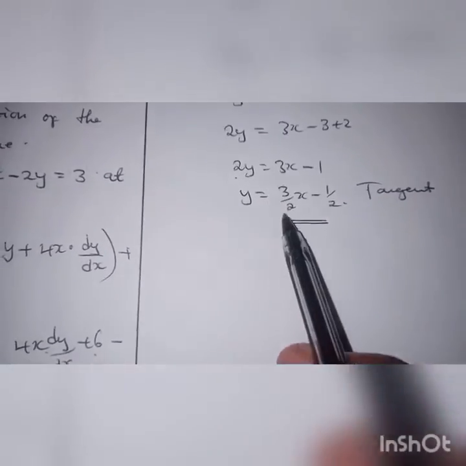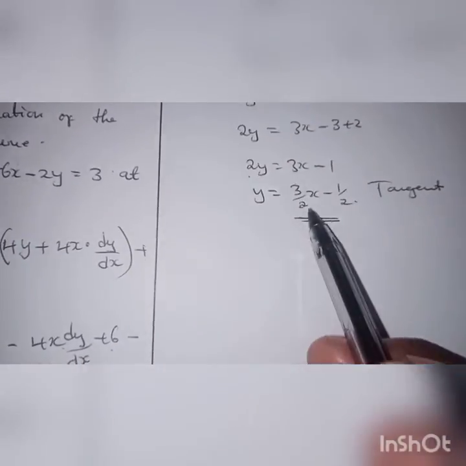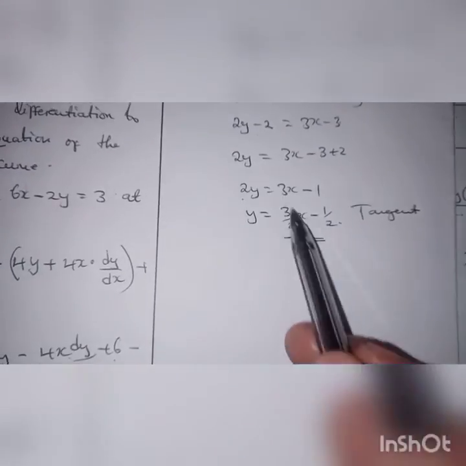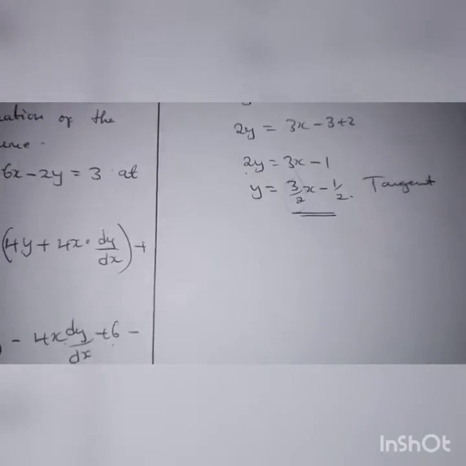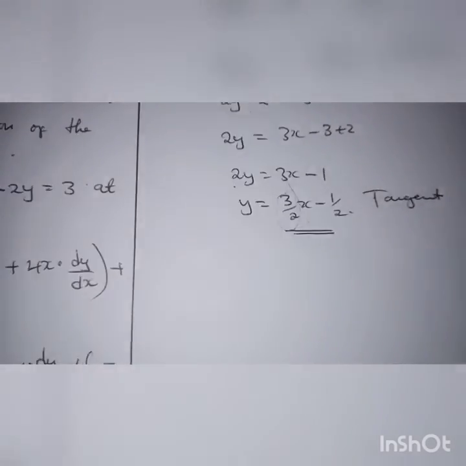And always, this is the gradient of that equation or that function. The gradient should always be m, which is the coefficient of x. Therefore, that will be our equation of the tangent.